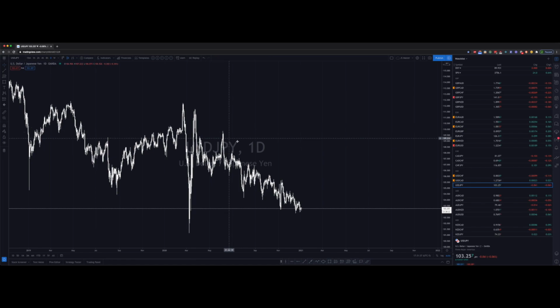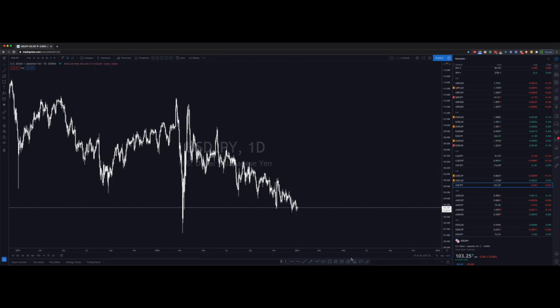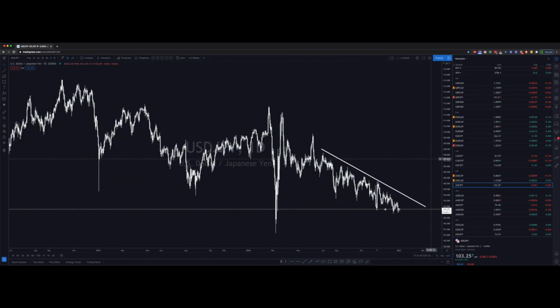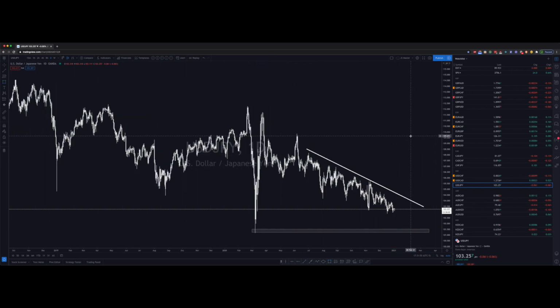But yeah, you have this kind of corrective move down, right? So let's see, you have a downtrend, right? In the past, you have this major low, right? So let's have a look at what price did, right?